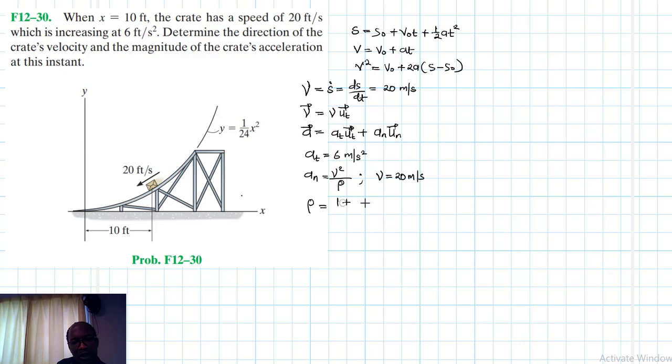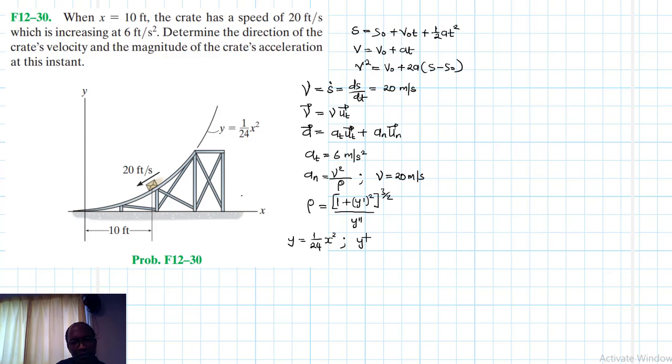This is equal to [1 plus (y prime) squared], everything to the power 3 over 2, then divided by y double prime. Again, this is a standard equation which you can check out in your textbook on how to derive it. It is the equation for the radius of curvature of any curve, given that you know the function defining that curve, which is y. So in our case, y is equal to 1 divided by 24 x squared.